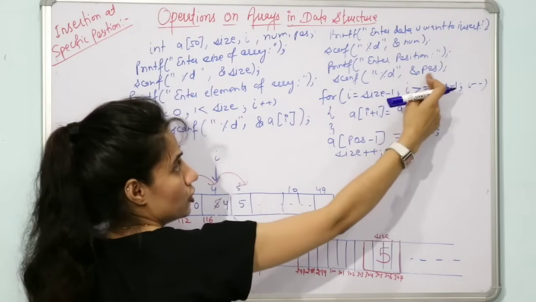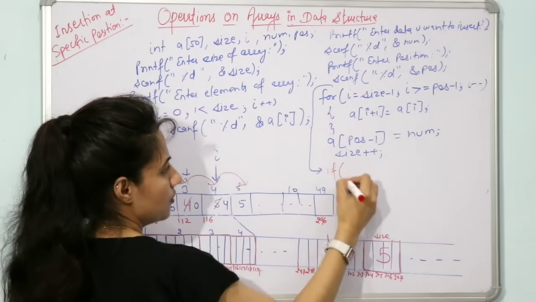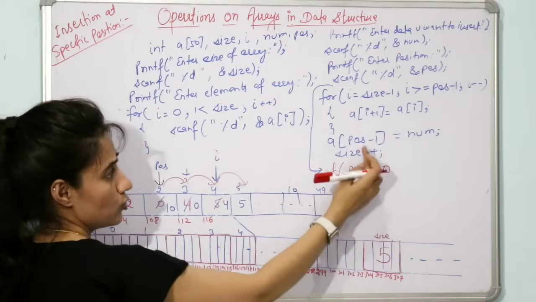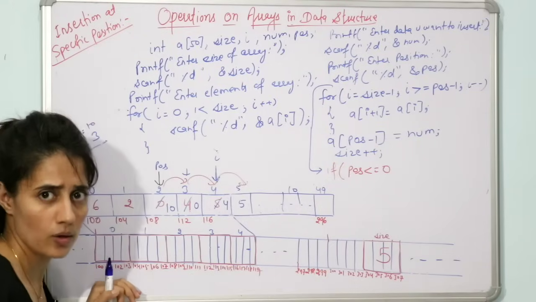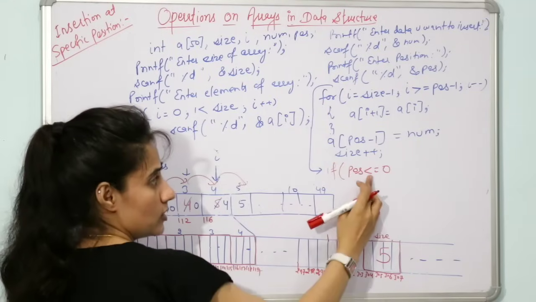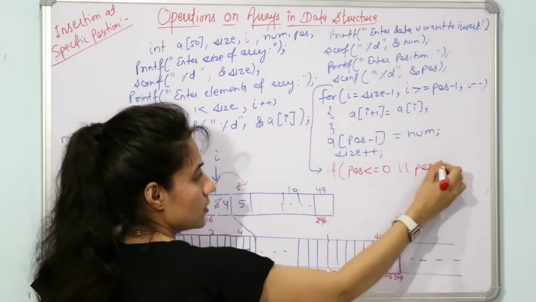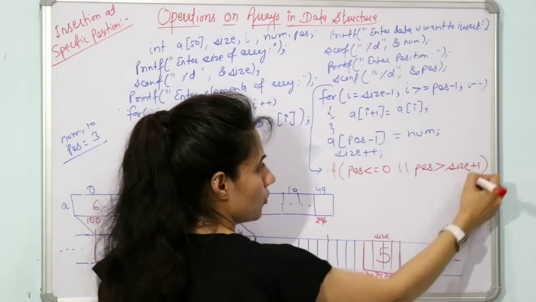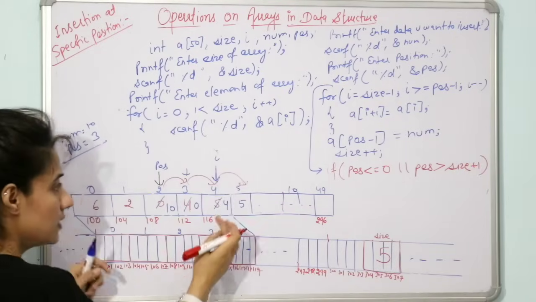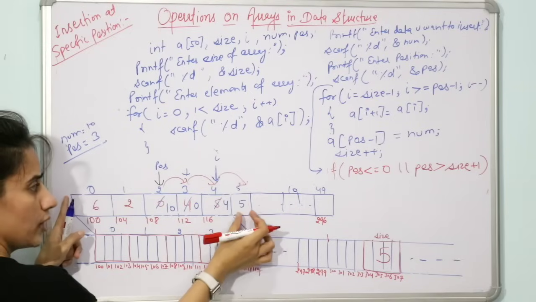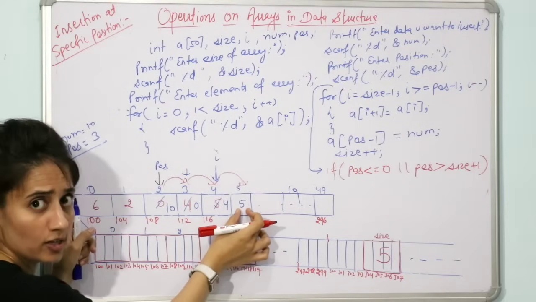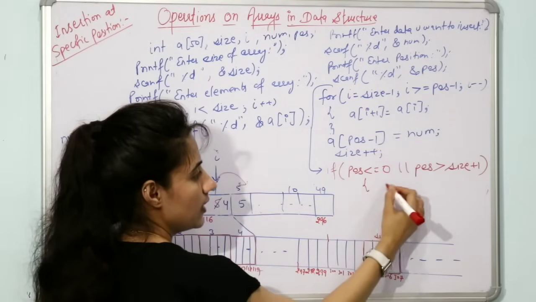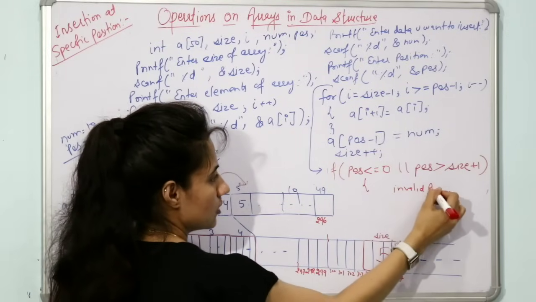After this position, here you can write if position is less than or equal to 0, because if we take position equal to 0, then 0 minus 1, that is minus 1, is invalid. So position is less than or equal to 0, or position is greater than size plus 1, you can say, fine, because size is 5, so here you can also insert at the 6th position, that is also fine, but after size plus 1 you cannot insert. Then you will write what? Printf invalid position.